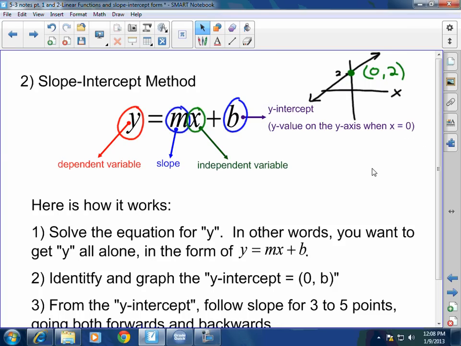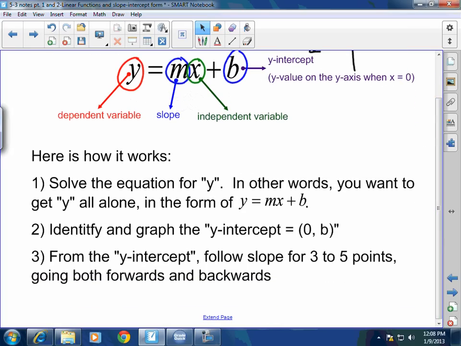So here's how it works. First things first, you've got to solve the equation for y. In other words, you want to get the y all alone. You want to solve for y equals mx plus b. Number 2, identify and graph the y-intercept. That's the 0, b. That's the b value. Number 3, from the y-intercept, follow the slope for 3 to 5 points going both forwards and backwards. All of you guys have done this before. So this should be just a refresher. And as always, let's teach it the right way.